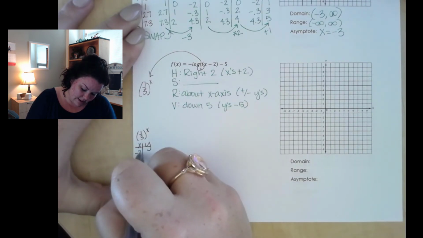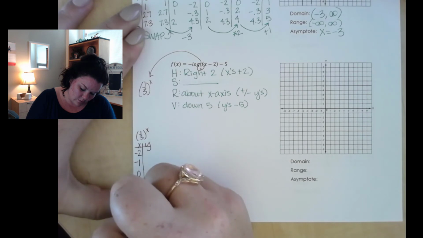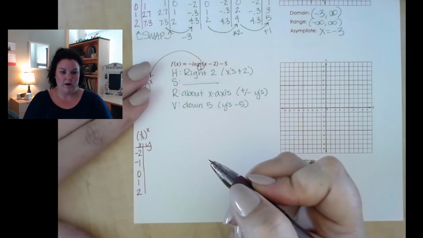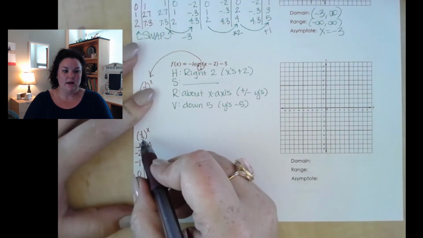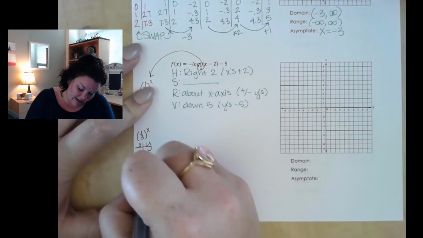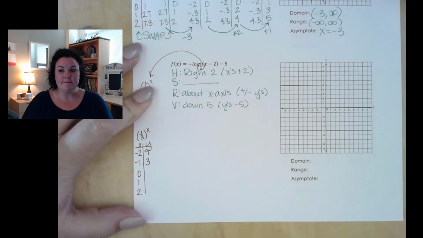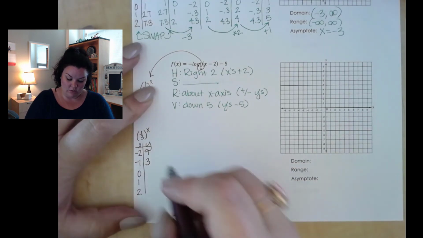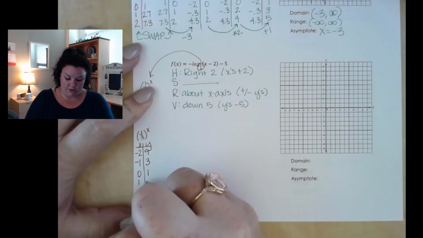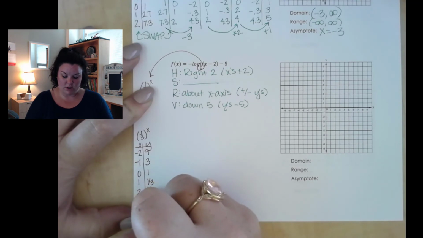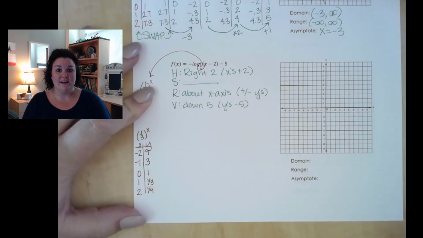Again, I'm going to plug in -2, -1, 0, 1, and 2. When I raise 1/3 to the -2 power, I get 9. 1/3 to the -1, I get 3. 1/3 to the 0 is 1. 1/3 to the first power is 1/3, and 1/3 squared is 1/9.